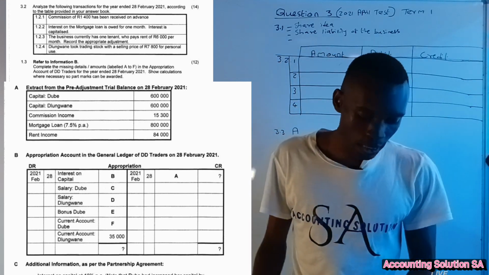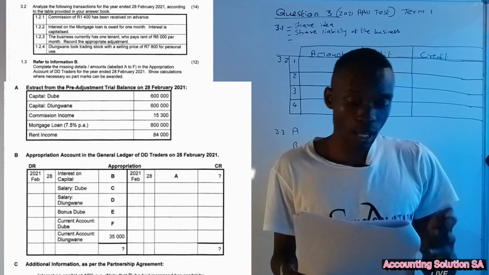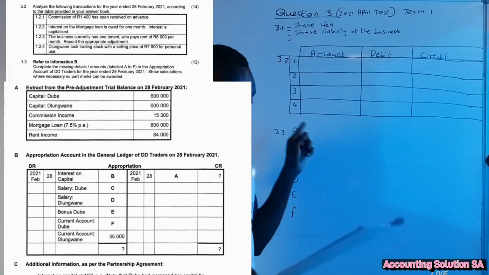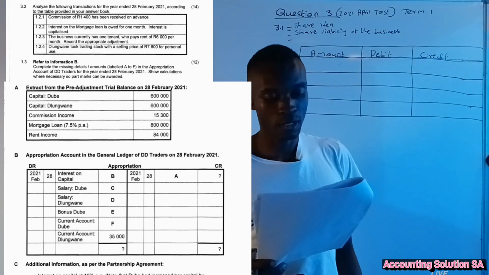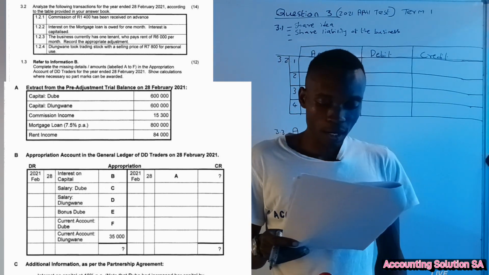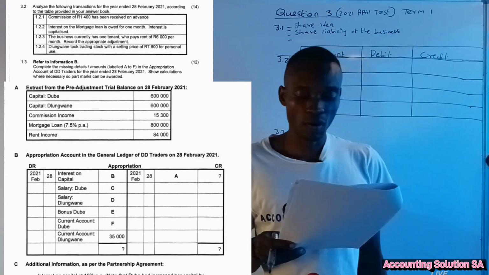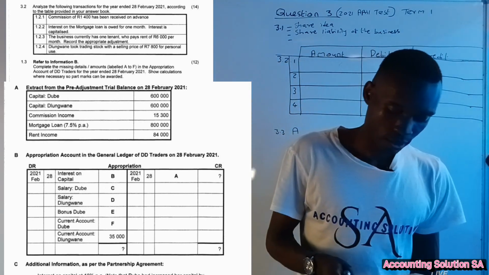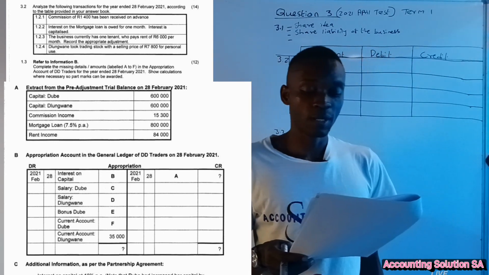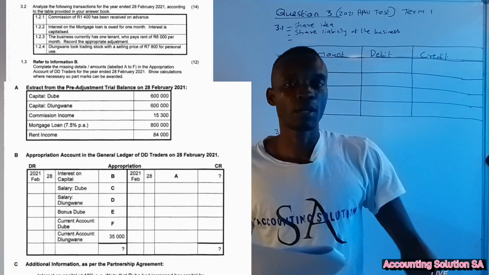Let's start with number 3.2.1 up to 4. As I named it here, you can see that it's a mistake to name it 1.2.1, because this is question 3. Transaction number 1: commission of 1,400 has been received in advance. So this 1,400 has been received in advance, which means that it's for another reporting period.